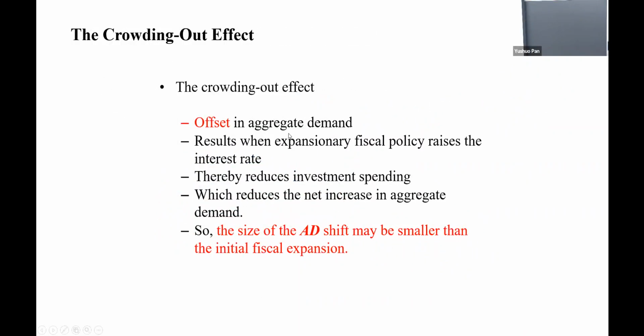So, as I said, there are two effects for the fiscal policy. The first is the multiplier effect, and the other is the crowding out effect. The multiplier effect is the accelerator, right? But the crowding out effect goes in the opposite direction. That will offset the increase in aggregate demand.